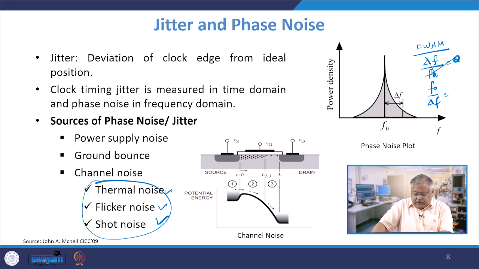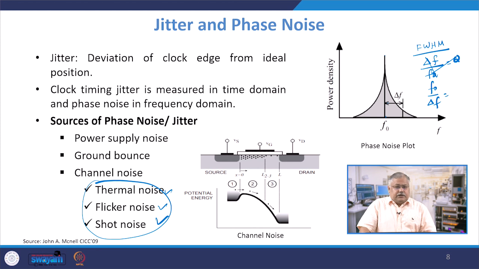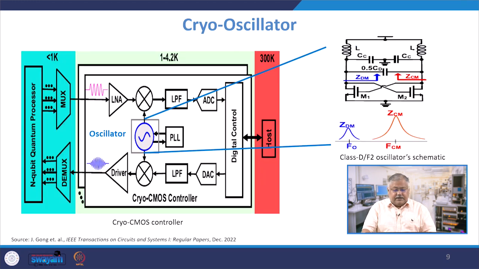These are all coming from the channel of the active device in the oscillators. I will not go into details of this at this stage. Please go through it otherwise or in some other course. But these noise figures come primarily because of device level characterization, right? Shot noise is because of trapping, retrapping. Flicker is because of quasi-static movement. Thermal noise is primarily because of thermal vibrations of the lattice. And these are all reflected onto the phase noise and jitter.